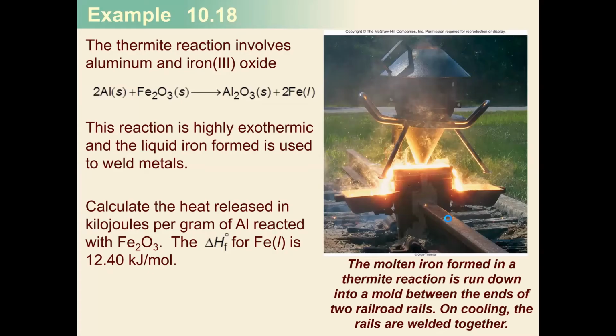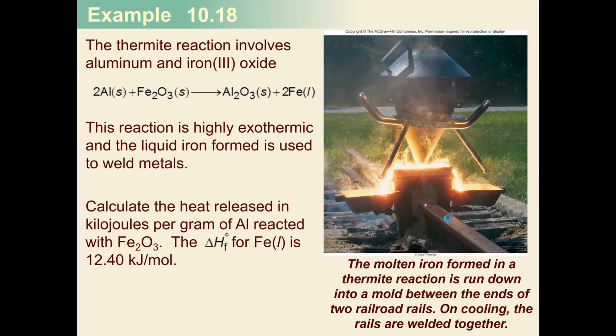The thermite reaction involves aluminum and iron 3 oxide using the balanced chemical equation that you see. This reaction is highly exothermic, and liquid iron formed is used to weld metals. We want to calculate the heat released in kilojoules per gram of aluminum reacted with Fe2O3. So the question becomes, what do I need to do to set this up?